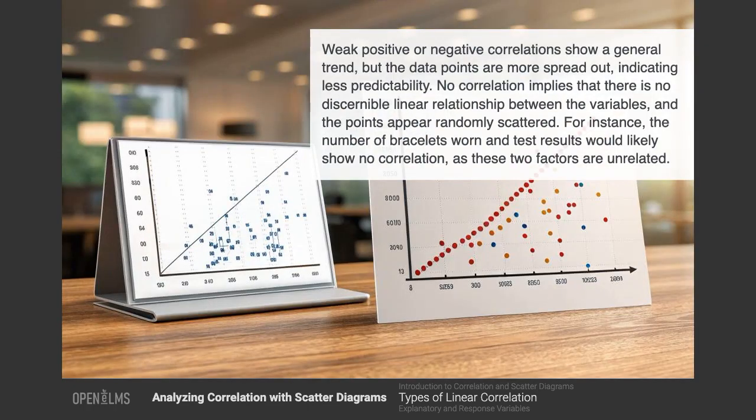Weak positive or negative correlations show a general trend, but the data points are more spread out, indicating less predictability. No correlation implies that there is no discernible linear relationship between the variables, and the points appear randomly scattered. For instance, the number of bracelets worn and test results would likely show no correlation, as these two factors are unrelated.